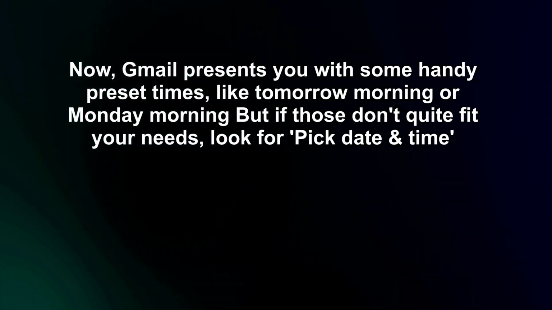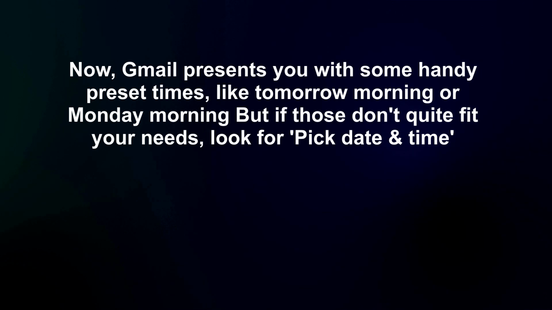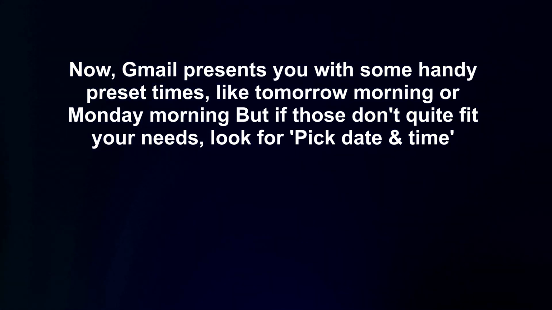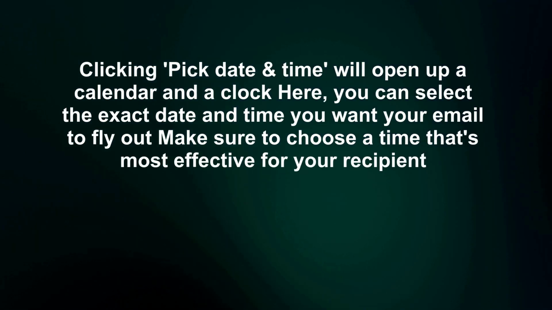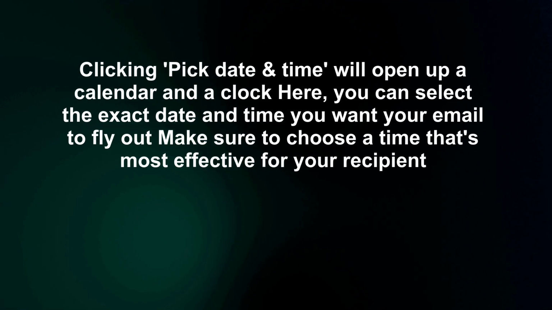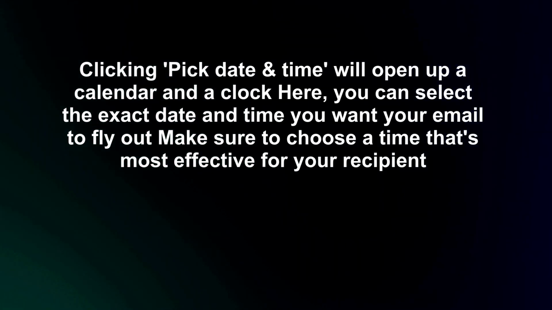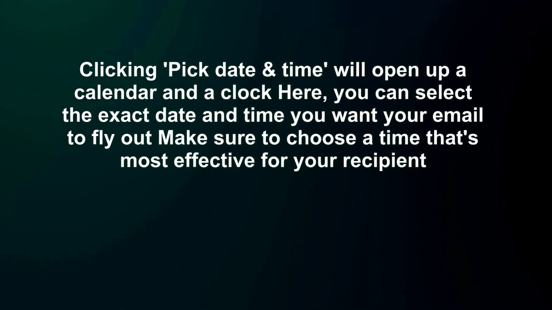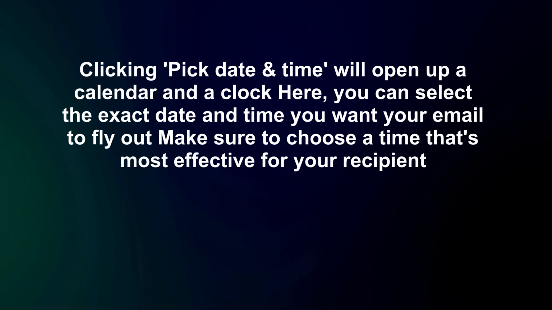Now, Gmail presents you with some handy preset times, like tomorrow morning or Monday morning, but if those don't quite fit your needs, look for Pick Date and Time. Clicking Pick Date and Time will open up a calendar and a clock. Here, you can select the exact date and time you want your email to fly out. Make sure to choose a time that's most effective for your recipient.